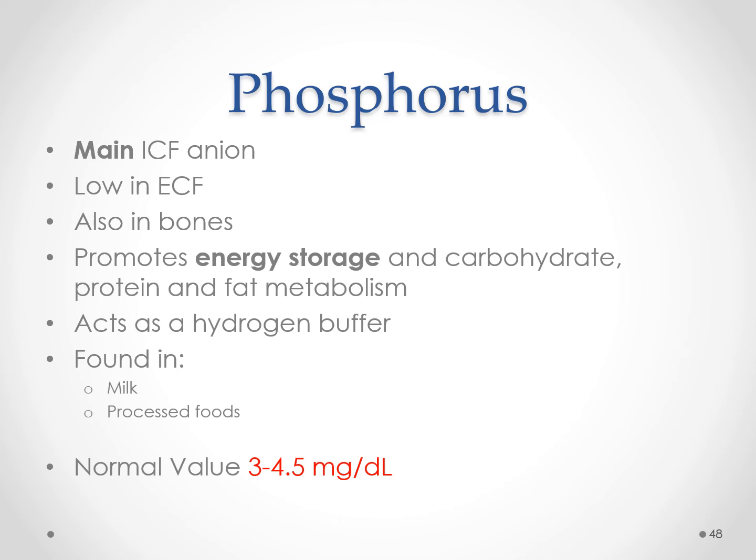Interesting. Processed foods, energy storage. That might have something to do with carbohydrate metabolism, because our body likes to store carbohydrates for energy. That might be something to consider when we're watching diets and talking with patients and clients about milks and processed foods. Processed foods are all kinds of foods, right? Like cheeses and stuff even. It's promoting energy storage. It might be promoting the carbohydrate, protein, and fat metabolism, but it also stores. Normal value is 3 to 4.5.